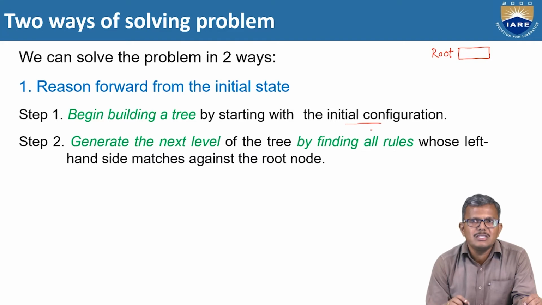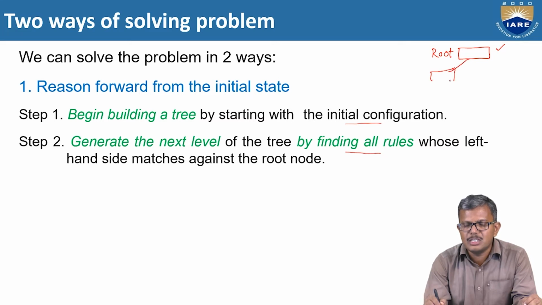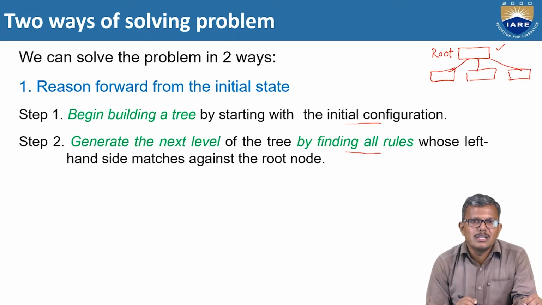My next duty is to generate the nodes in the next level. How can I do it? First of all, I need to find the rules which are applicable. Just now we discussed: once the rules are identified, keep on applying them. For example, think that you have identified 3 rules applicable to this particular situation. When you apply 3 rules, there is a possibility of getting 3 nodes in the next level.